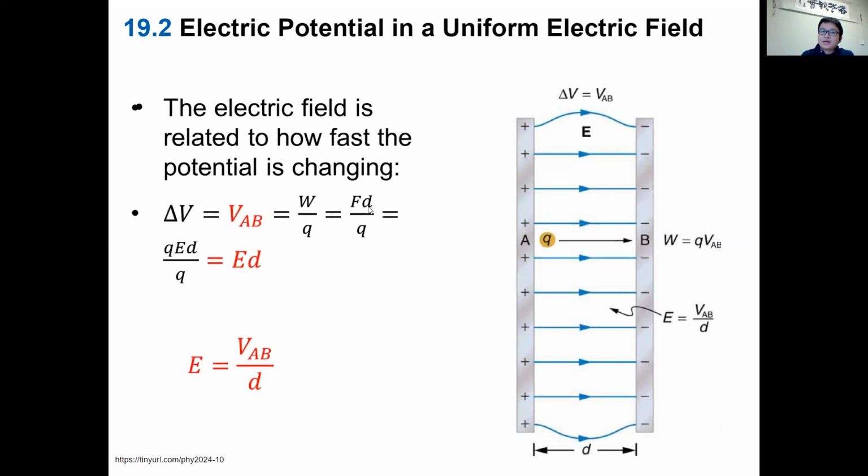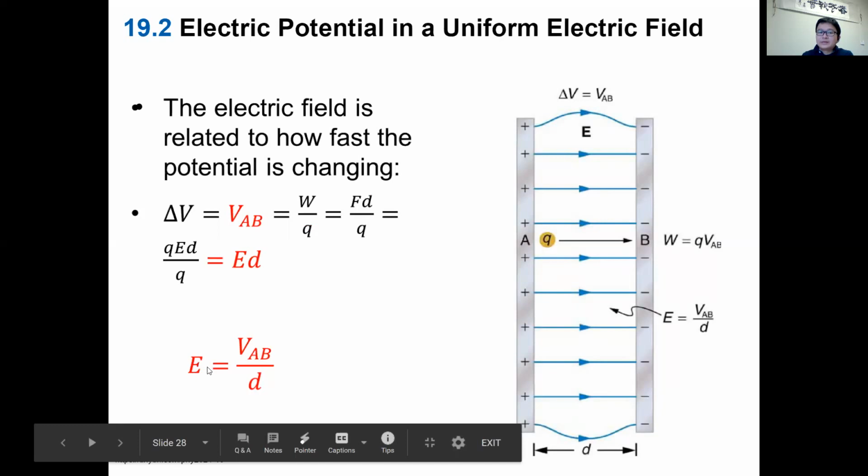Now F is equal to Q times E for electric force. So then this is Q E D over Q. So the change in electric potential is equal to electric field times the distance. A linear relationship. So V from point A to B is equal to E times D. Or the other way around, you can write E as the electric potential divided by the distance.